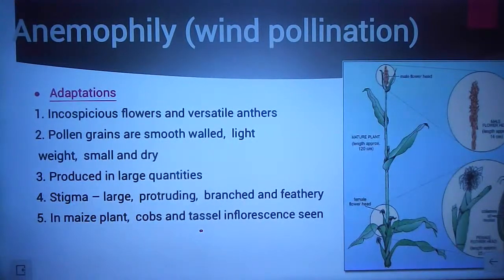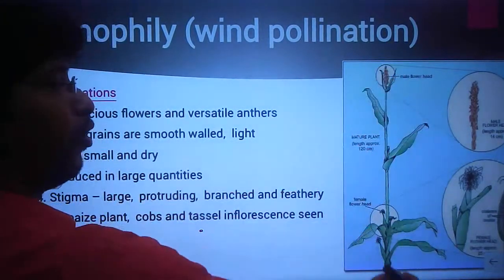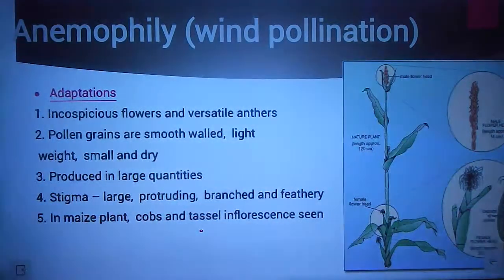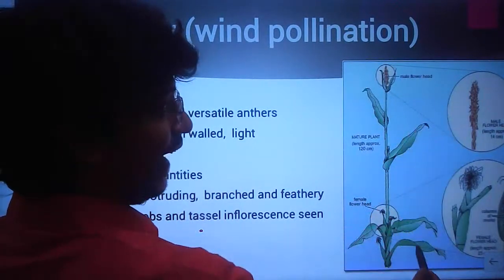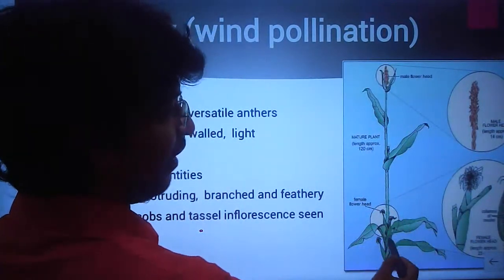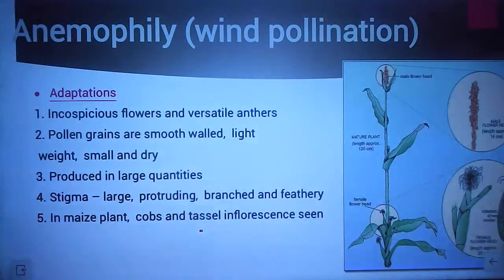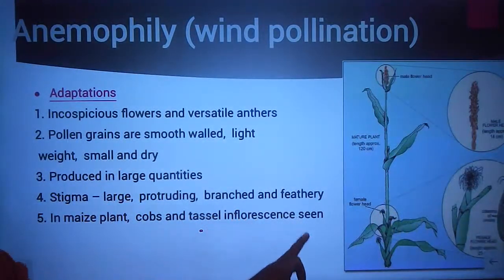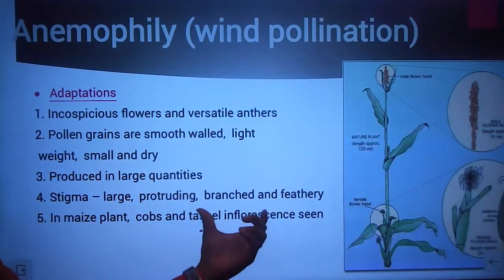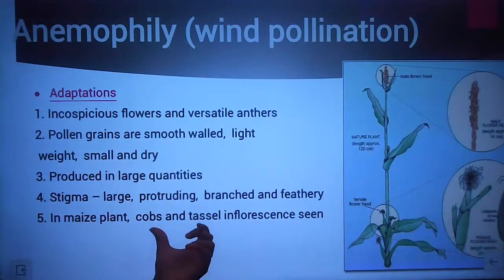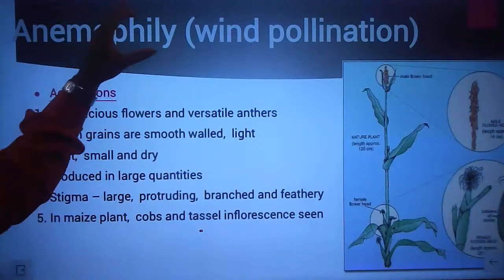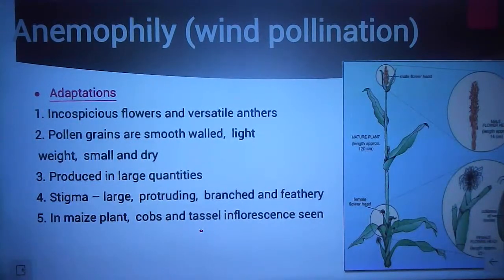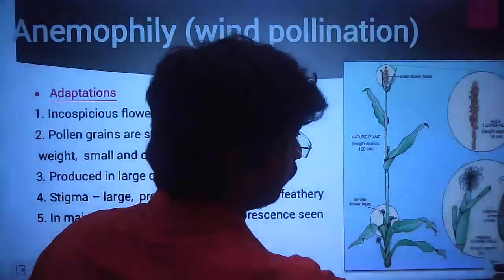In the case of maize plants, which can grow approximately 120 centimeters, you can see the mature male flower head and the female part. This is the female flower head, and this is the male flower head, where the cobs and tassel inflorescence can be seen in maize plants. This is a specific type of inflorescence that we call cobs and tassel, seen in maize plants, especially in wind pollination. So we are done with this part, anemophily.